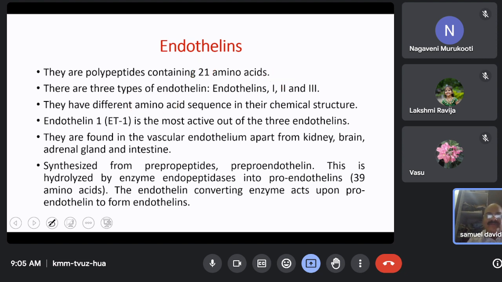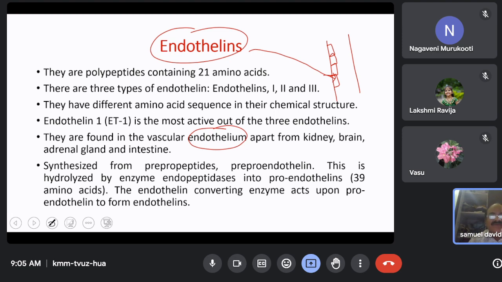And where are they found? They are found in vascular endothelium. We know the wall of the blood vessels is called endothelium, and these proteins are secreted by the cells of the wall of the blood vessels, that is endothelium, hence they are called endothelins. Apart from this, they are also secreted by kidney, brain, adrenal gland, and intestine, which you need not remember. What you have to remember is that they are secreted by the vascular endothelium.